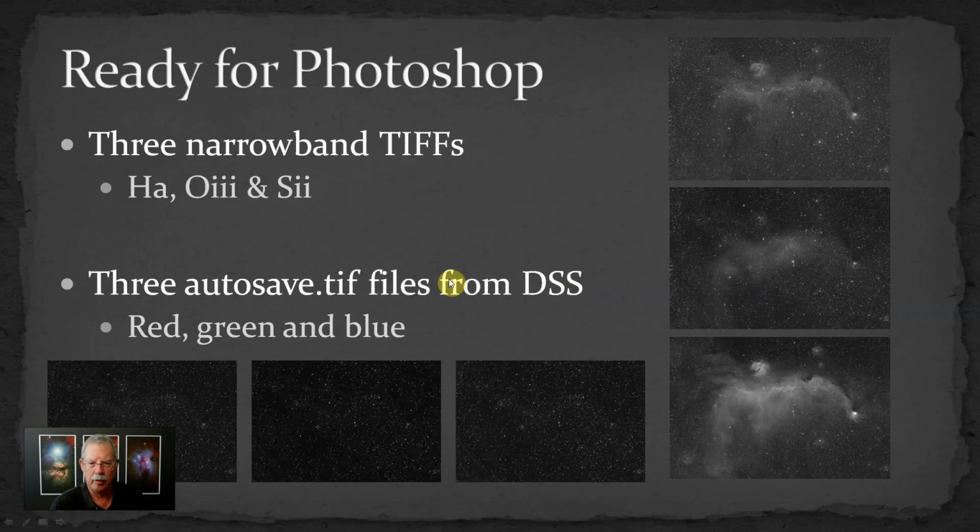And then from that it's ready to go into Photoshop, and I have basically 6 files to work with. The 3 narrowband TIFFs from FITS Liberator in hydrogen, oxygen, and sulfur, and those you can see here on the side. And then for the other 3, I just used the autosave.tiff files from Deep Sky Stacker, and that gives me red, green, and blue for the stars. So with that, let's jump into Photoshop and talk about the image itself.